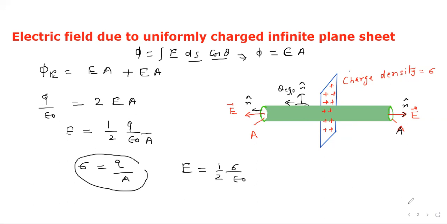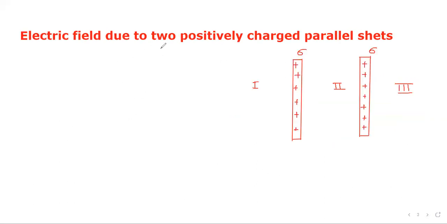Now let's consider the next case: electric field due to two positively charged parallel sheets. Sorry, this is the first positively charged sheet, and this is the second positively charged sheet. They are kept parallel, and there are three regions that we are going to consider, and then we have to see what the net effect due to these two sheets will be.